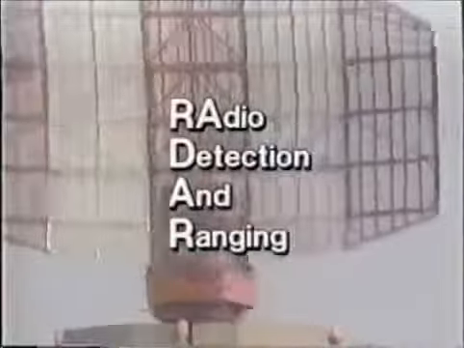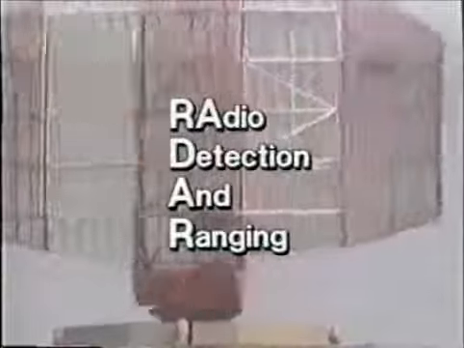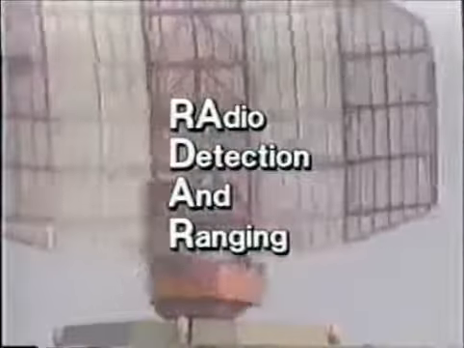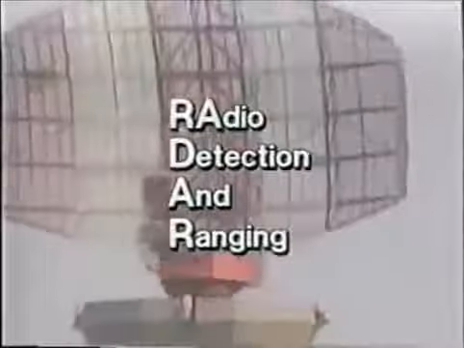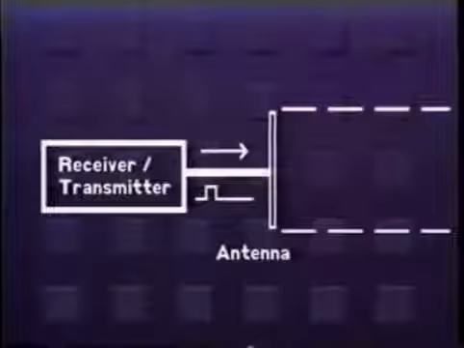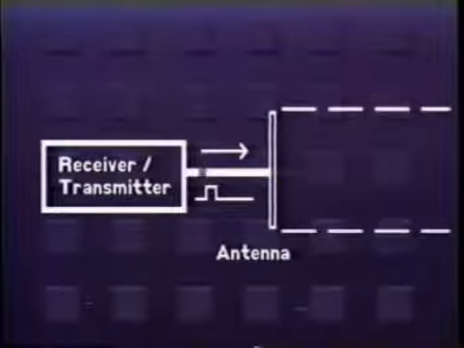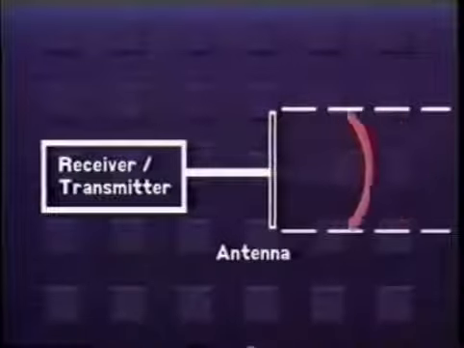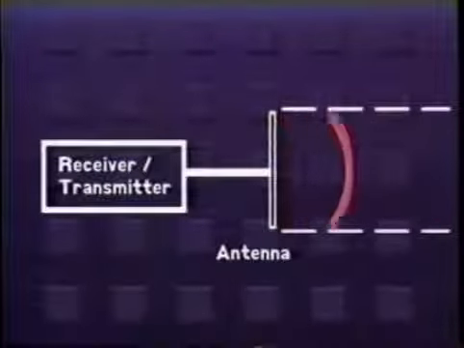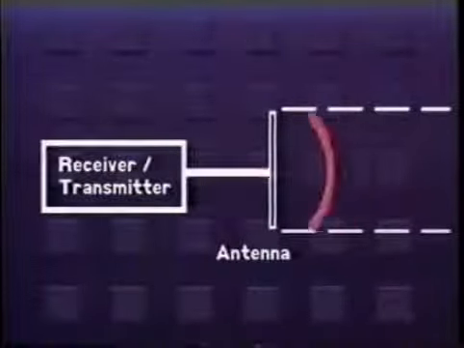The word radar is an acronym for radio detection and ranging, or in other words, finding and locating targets by means of radio waves. A receiver-transmitter unit of a radar generates pulses of microwave energy which are sent to its antenna. At the antenna, these pulses of energy are focused into a beam. The beam is similar to that of a flashlight's beam.